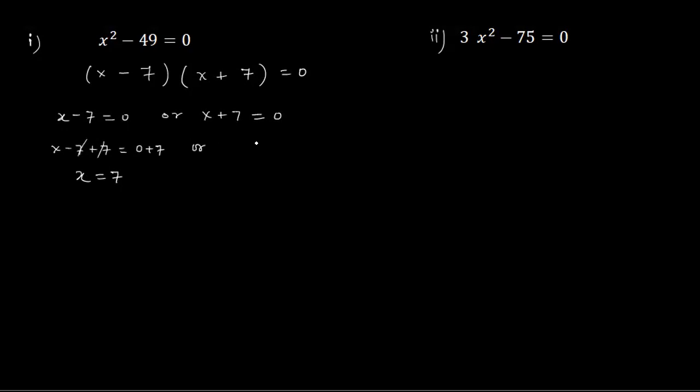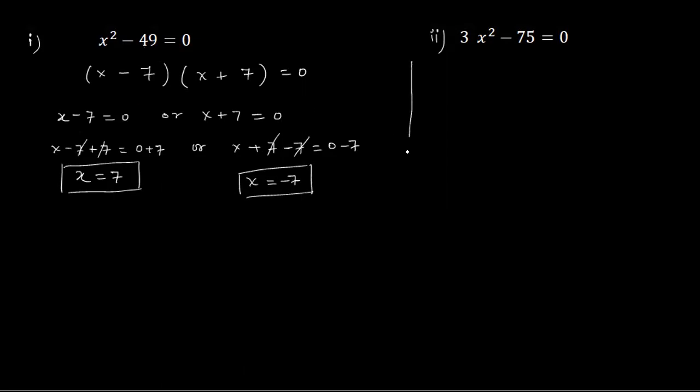or here we subtract 7 on both sides. So we get x equals negative 7. So finally, x equals negative 7 and x equals 7 are the roots of the given equation. And remember, whenever there is no coefficient of x, the sum of the roots is always equal to 0.